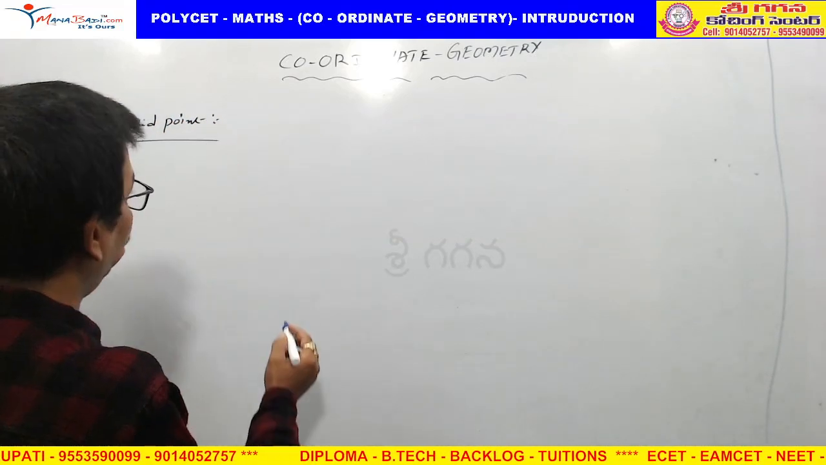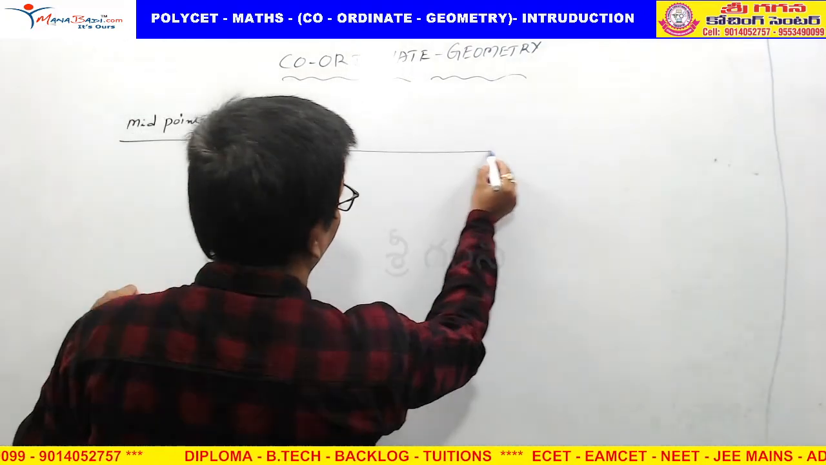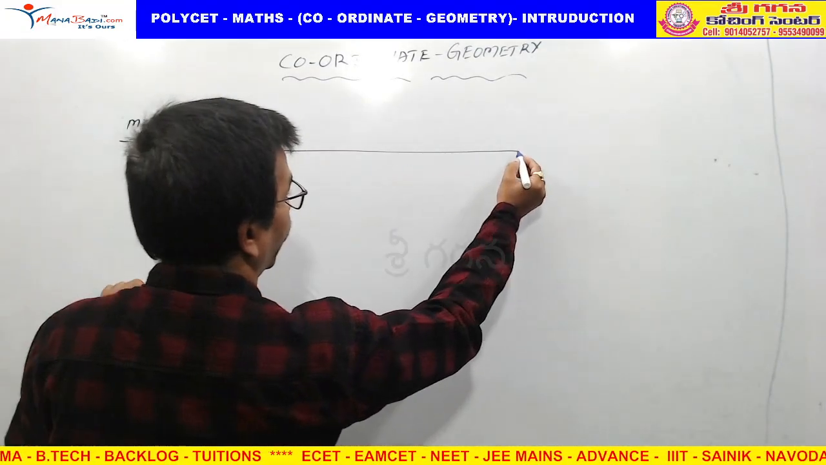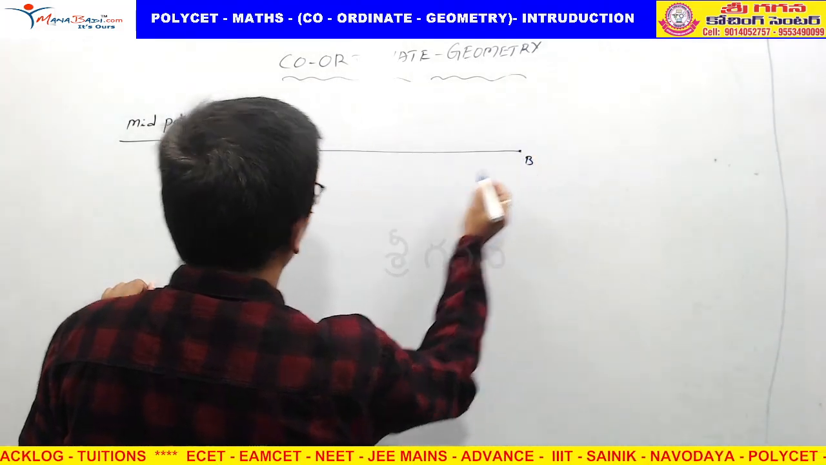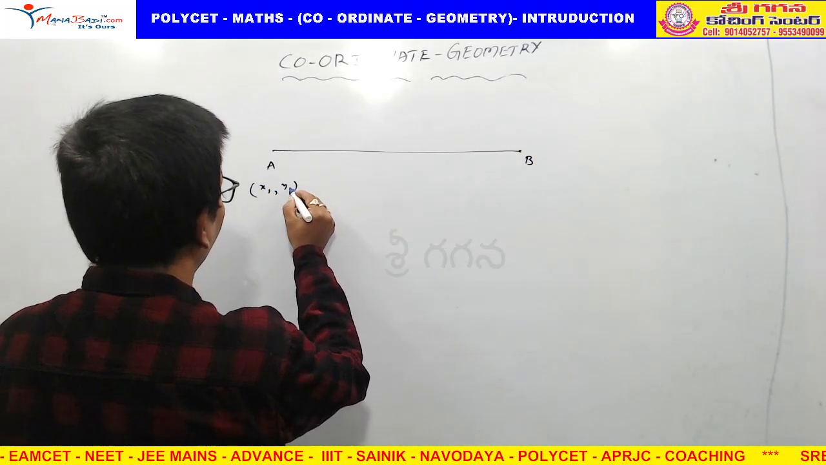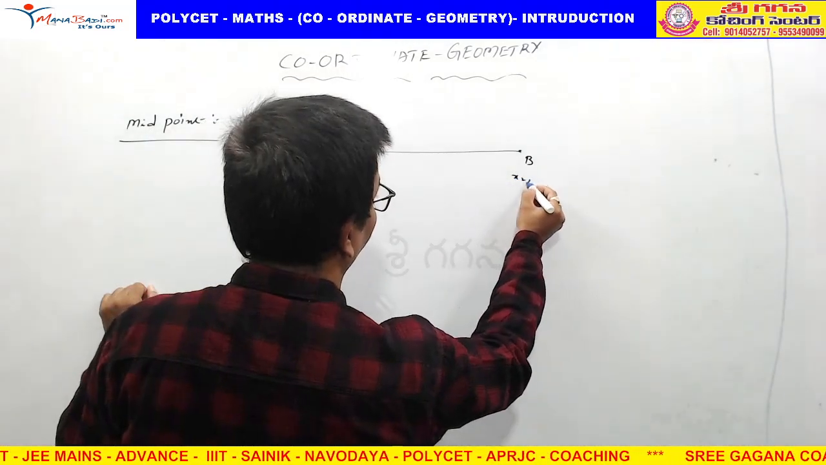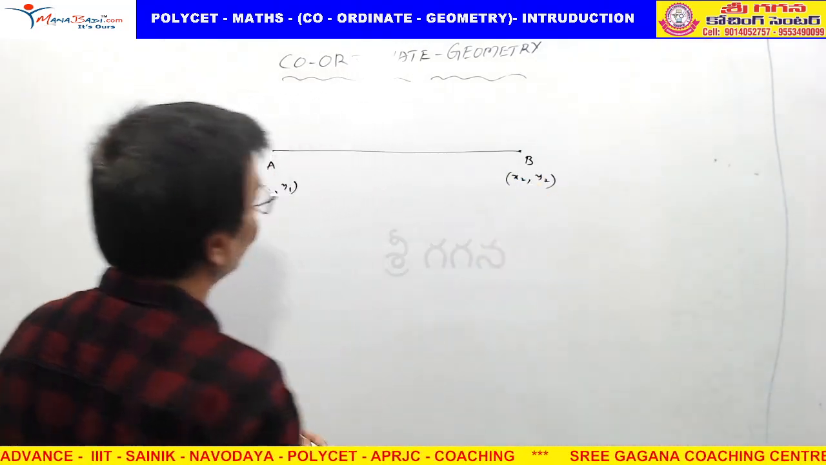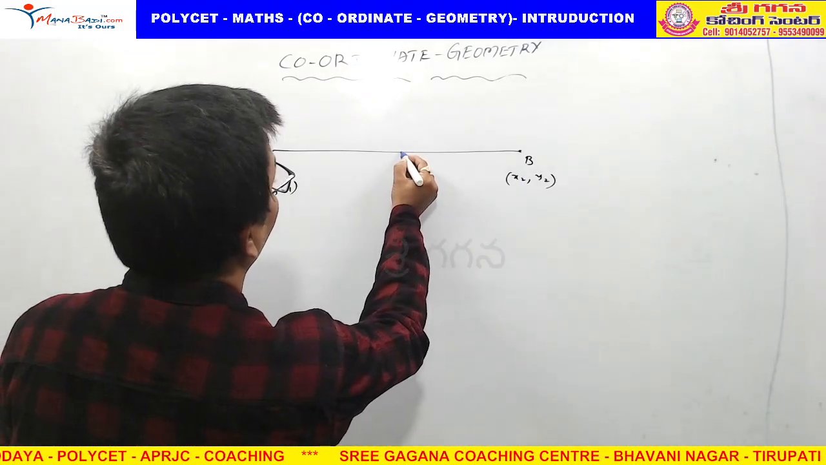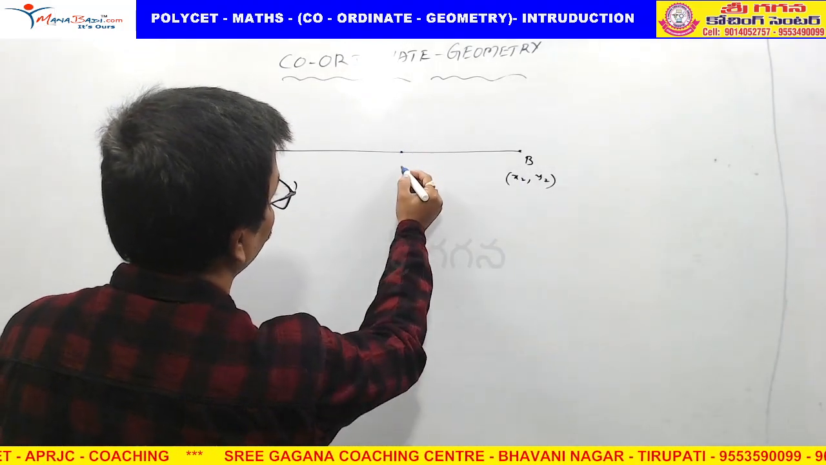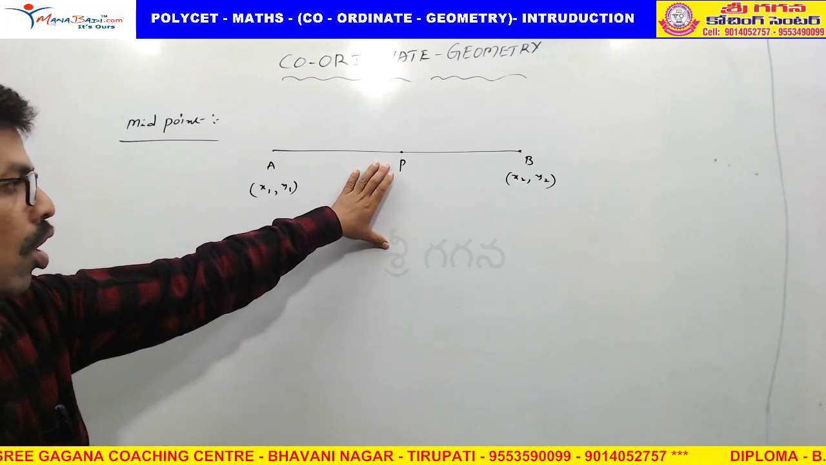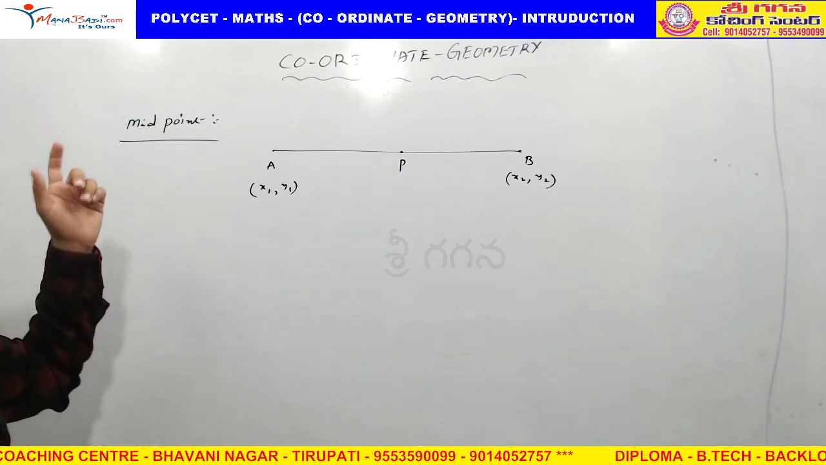So midpoint: if you take a straight line, here is the starting point, initial point A, and the ending point B. If you take x1 comma y1 and x2 comma y2, now I want this point. Midpoint means the in-between value of AB. This is the midpoint, point P. Now I want this value, so how to find it? You have to apply the midpoint formula.